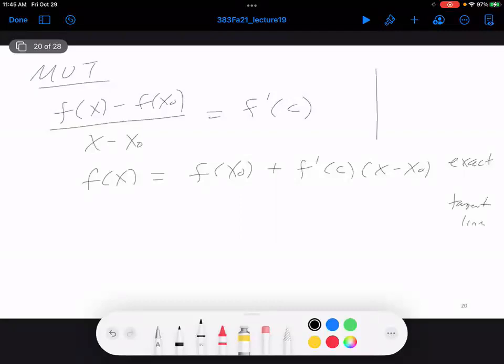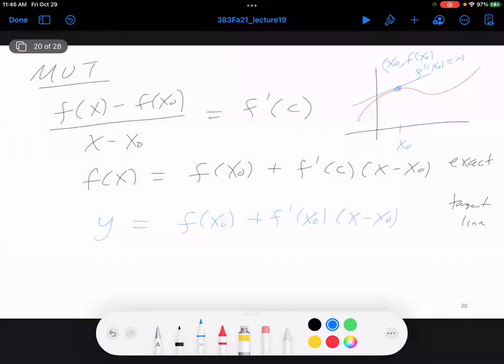The tangent line, so if I have my function over here, and here's my point x0, f(x0), and the slope is f'(x0), then the tangent line is y = f(x0) + f'(x0)(x - x0). So if you look at the mean value theorem, this basically gives you a way to talk about how close the tangent line is to your function.